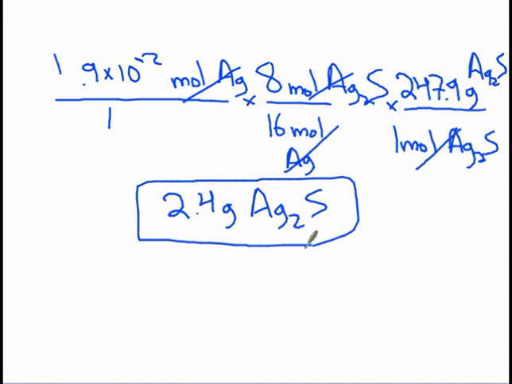The question was asking us what mass is produced from a mixture of 2 grams of silver and 2 grams of S8. There's our answer. Part B then is saying what mass of which reactant is left unreacted. Well, we already know the answer to the first part.